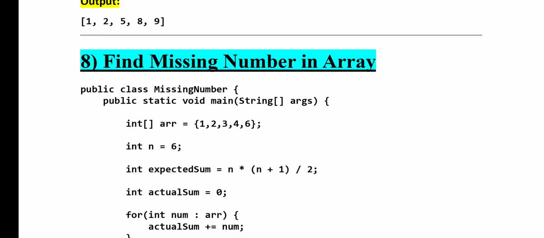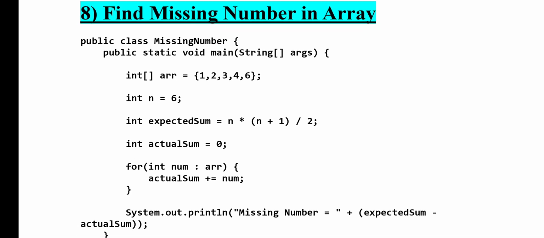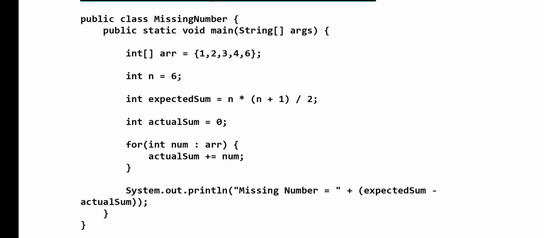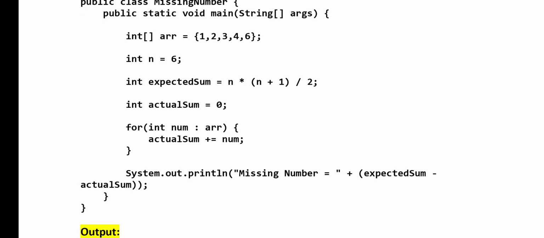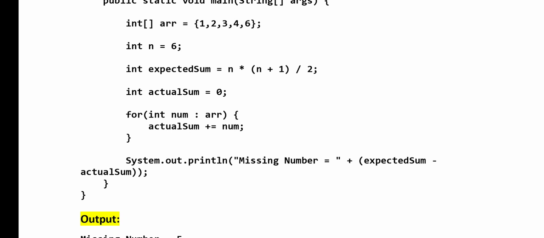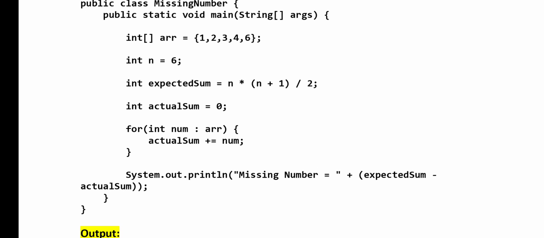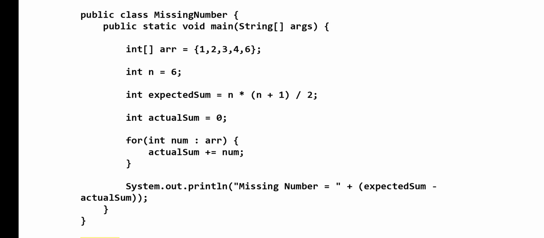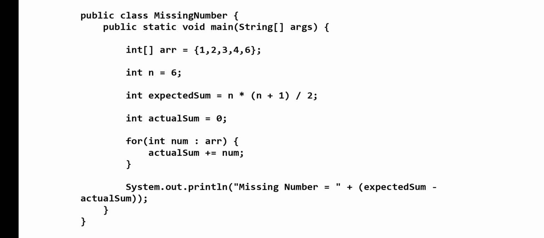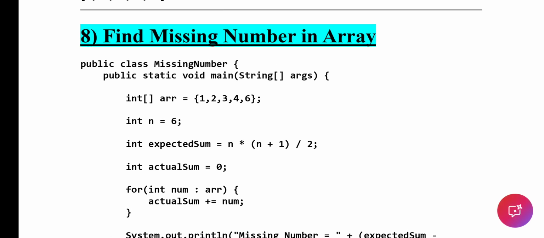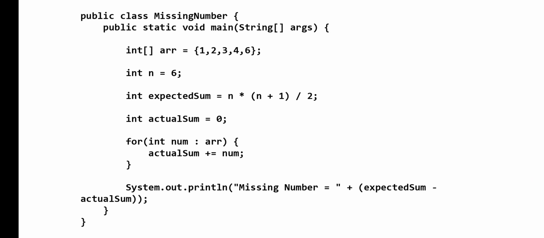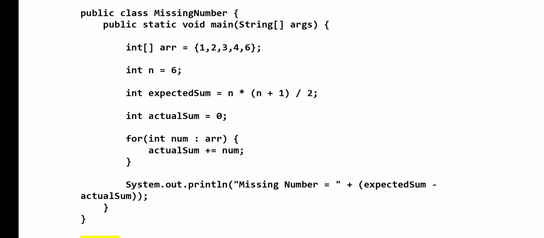So the next question is on finding the missing number in a given array. Okay, so this is also a simple and straightforward program where you can use a for each loop for iterating the array, and then find the actual sum, and using that actual sum and the expected sum, you can find the missing number in the given array. Okay, so you can see we have created an array variable and an n variable with the value 6, and then we are calculating n into n plus 1 by 2 formula, and then we are storing the value in the expected sum.